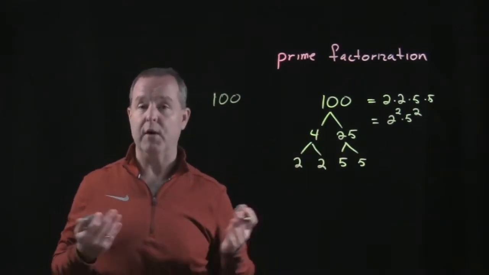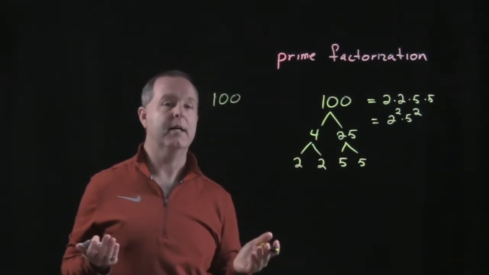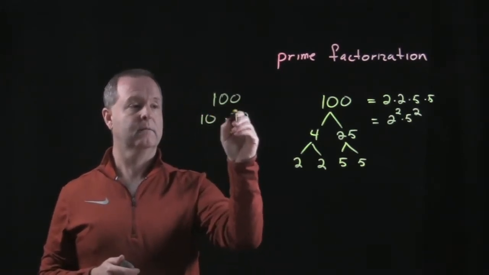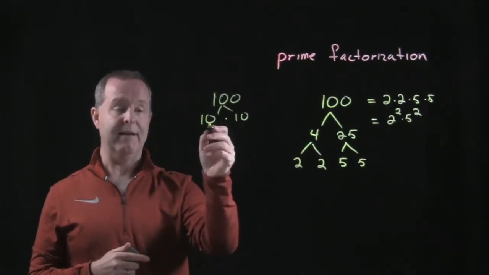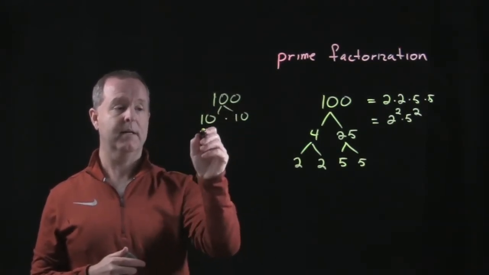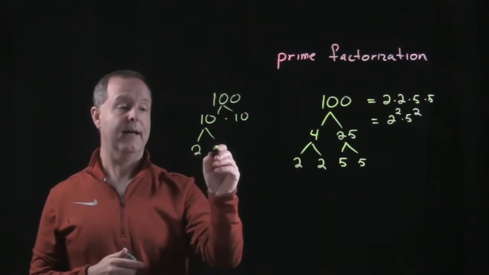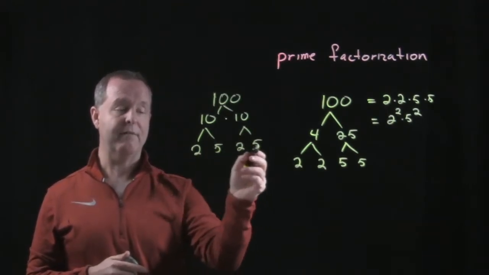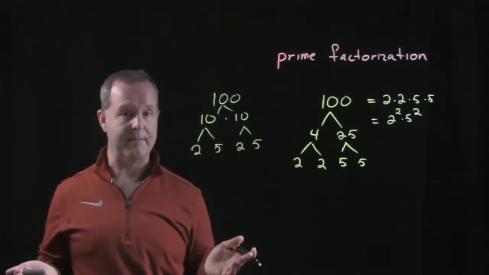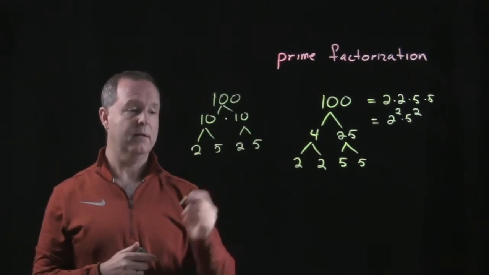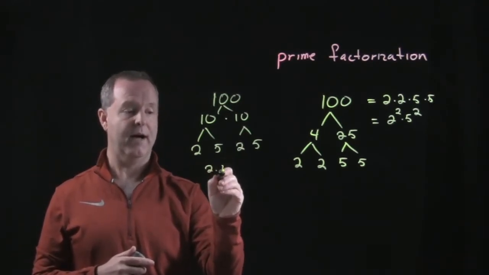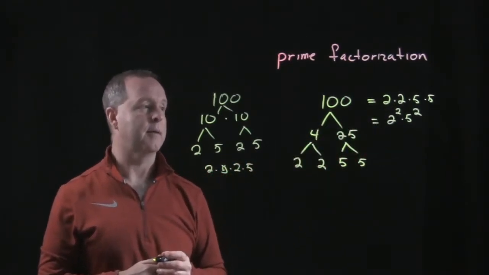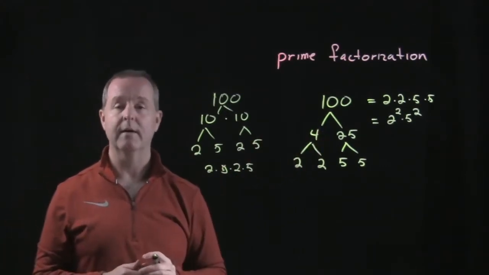Because 4 and 25 weren't the only two factors I could have used. How about 10 and 10? Those are composite numbers. 10 factors down to 2 and 5, and that 10 factors down to 2 and 5. 2 and 5, 2 and 5, those are all prime numbers now. I can't factor anymore, so this can become 2 times 5 times 2 times 5, or rearranged, 2 times 2 times 5 times 5, and 2 squared times 5 squared.